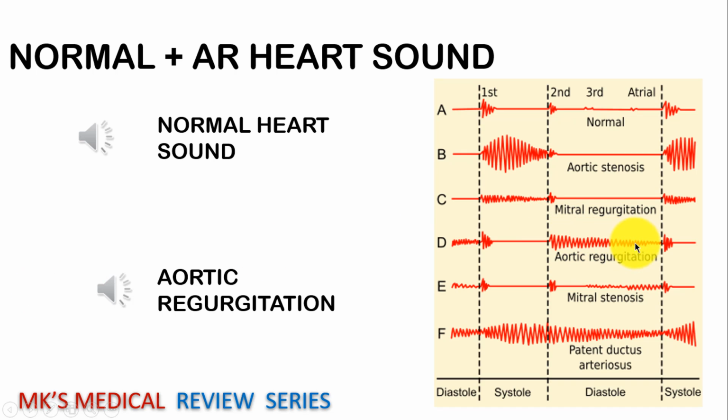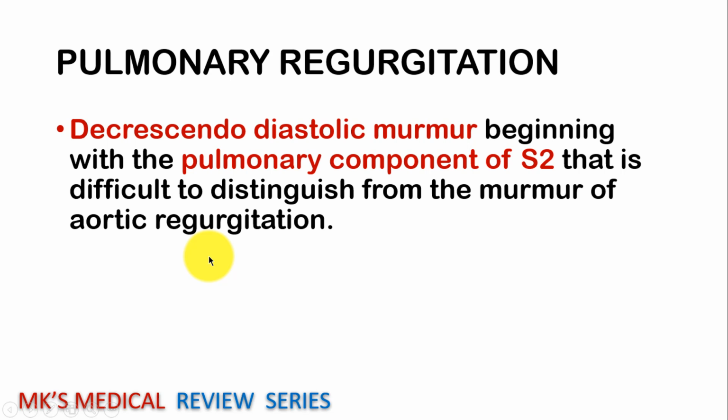Notice how it begins loud and then fades away. Okay, no more heart sound. Aortic regurgitation. So pulmonary regurgitation, here you have a decrescendo diastolic murmur, just like in aortic regurgitation. That's going to be beginning with the pulmonary component of S2. That is very difficult to distinguish from the murmur of aortic regurgitation.